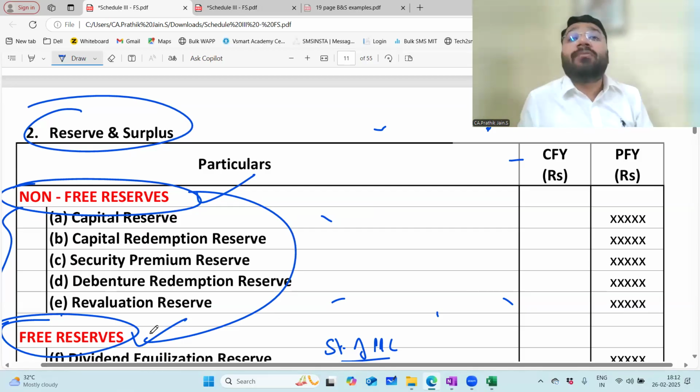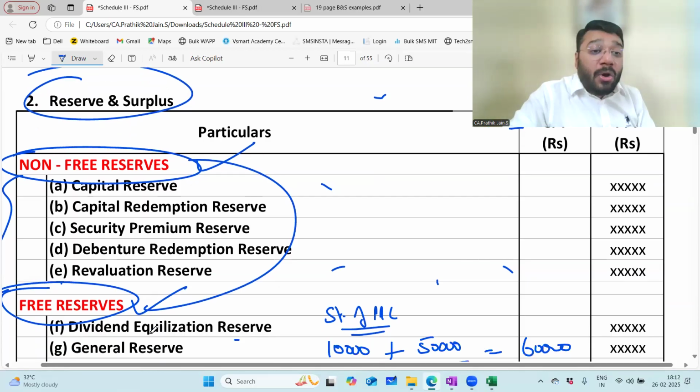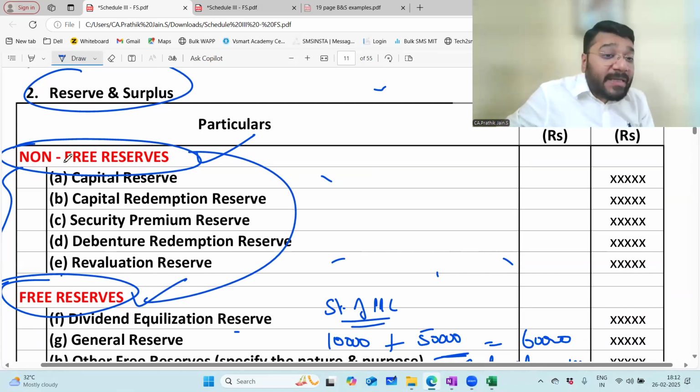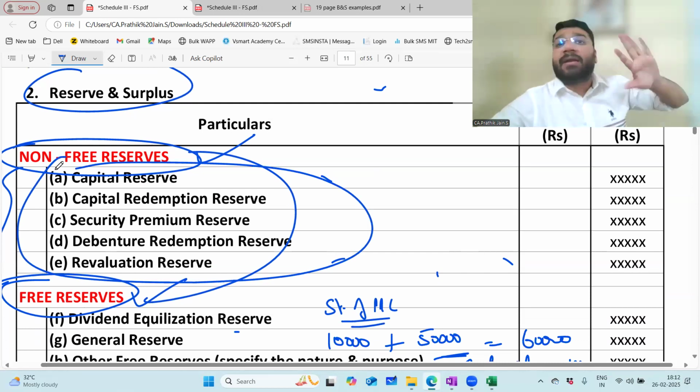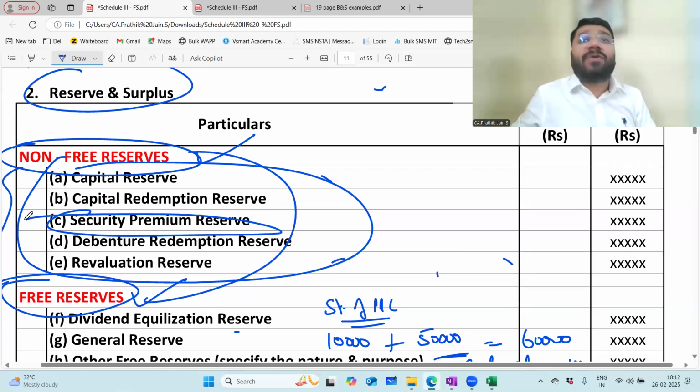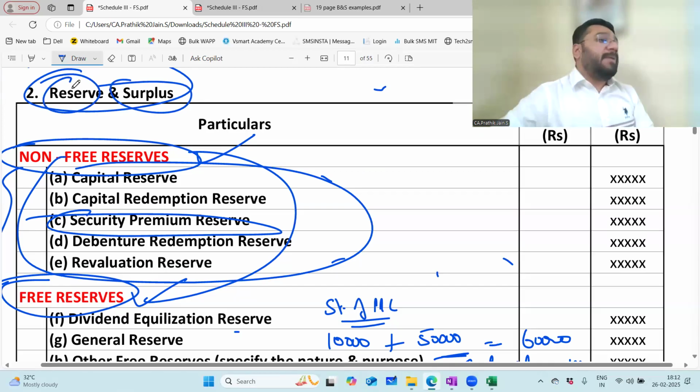The second question you might ask is, sir, do we need to record all these reserves in any particular order? The answer is no. These reserves can be jumbled in any order. There is no hard and fast rule. I can record the securities premium reserve also first. Nobody can question me. But write all the reserves first and finally will be your surplus.